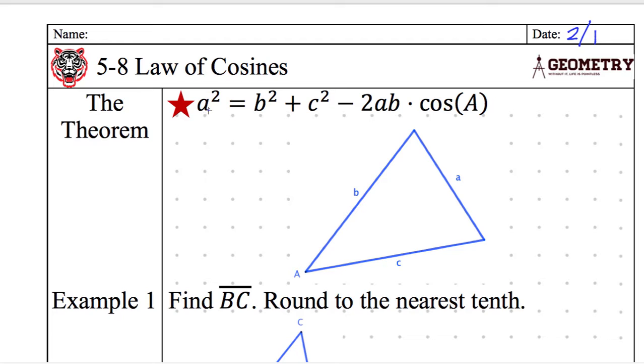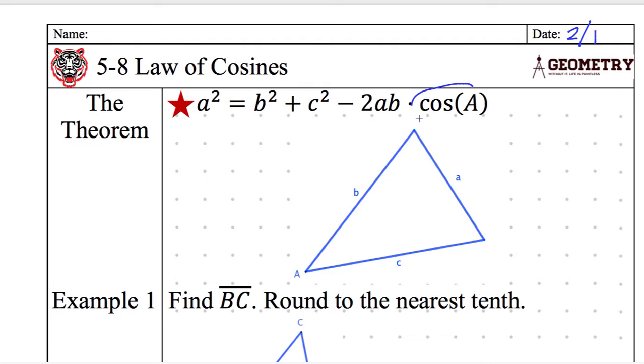Here is the theorem. A squared is equal to b squared plus c squared minus, and then all of this thing is being multiplied together, so it's 2 times a times b times cosine of A. So what's going on here? This really looks like the Pythagorean theorem. If I were to cross this off, b squared plus c squared is equal to a squared. The letters are kind of reversed, but it's very similar to the Pythagorean theorem. The only difference is we have to additionally subtract 2bc cosine of A.